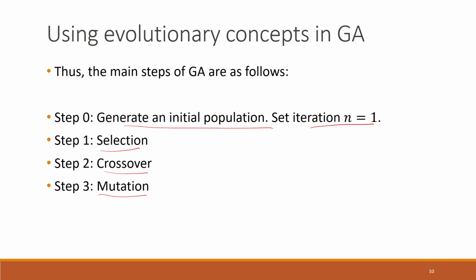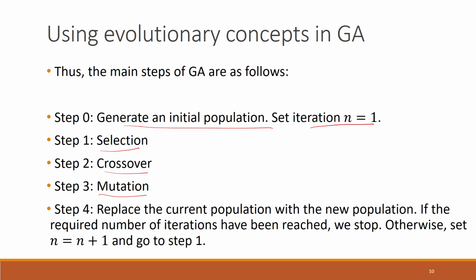In crossover, we pair up these strings and then we do crossover, so we get new combinations of the strings that we originally had, and then in mutation, we make some randomized changes across these strings so that we can get some different solutions. And then in step 4, we replace the current population with the new population that we got after mutation, and if the required number of iterations have been reached, then we stop, otherwise we set n equal to n plus 1, and then we go to step 1. Step 1 is this selection procedure. One thing to point out is that all of these steps are very important and they have their own advantage.